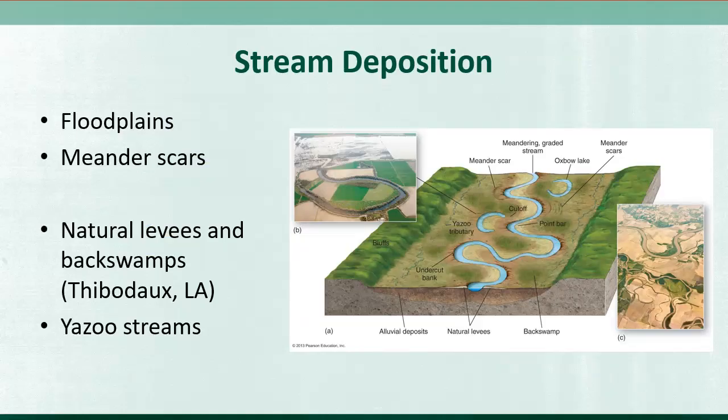Once streams have become quite graded, they'll start to deposit material. They deposit that material in relatively flat areas that are called floodplains. Some of the biggest floodplains in the United States include the floodplains of the Mississippi River, and we're going to take a look at a map of that area in just a little bit. You will often find many of these meander scars in an area like this, but you find some other pretty interesting features as well, including what are called natural levees and back swamps, which themselves help produce a type of river or stream called a Yazoo stream that runs parallel to the main river. So let's go take a quick look at a map that shows this.